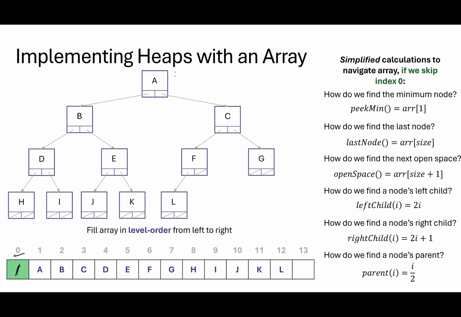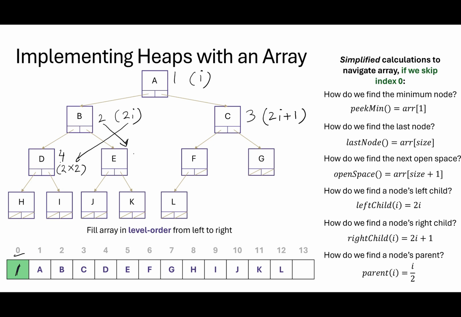Okay, so this is index 1. Tell me, what are the children of index 1? 2 and 3, right? So can I say that if my index is i, my left child's index is 2i, and right child's index is 2i plus 1? Okay, let's see if it works. What about here? What is the index here? 4, right? Does the 2i thing translate here? Yes.